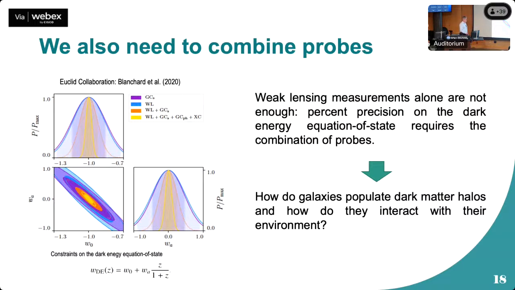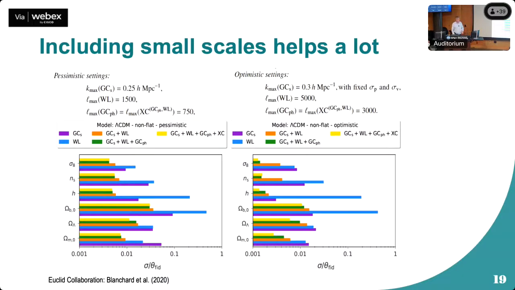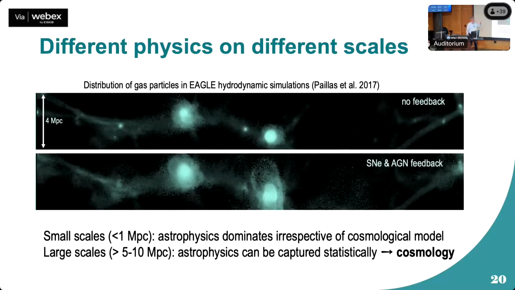But that leads to the question: what you then need to solve is how galaxies populate the dark matter halos. So it links this apparently clean measurement to something messy like galaxy formation. But it's very clear, so we've done this analysis, right? You can ask what scales you would stop using the data, because of course the data measures things on all scales. And it's clear that on small scales you can get a lot of improvement. And what is important is that the physics on these different scales is important.